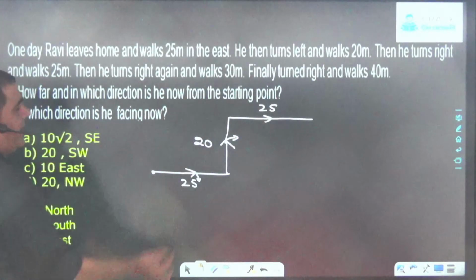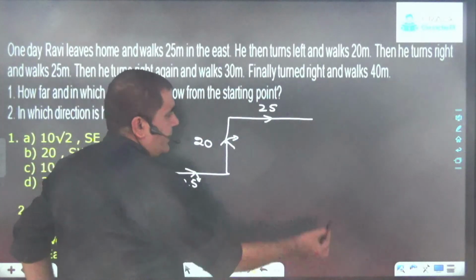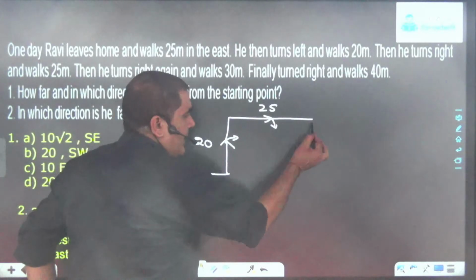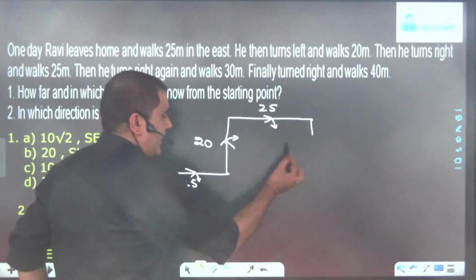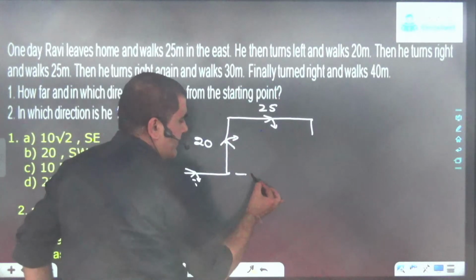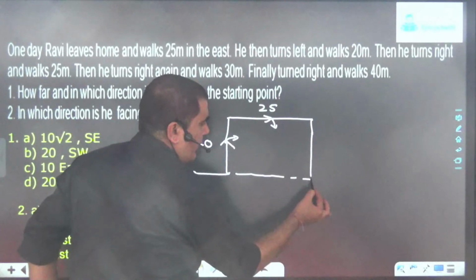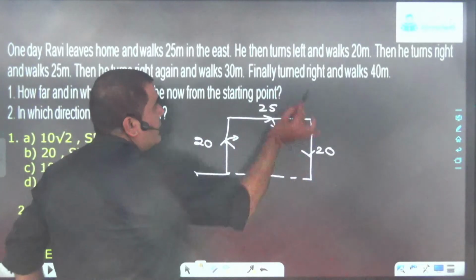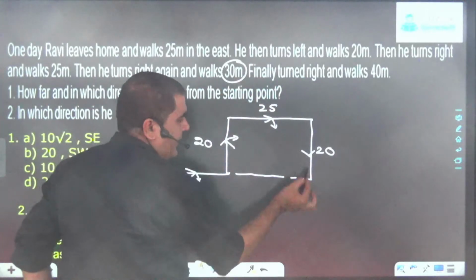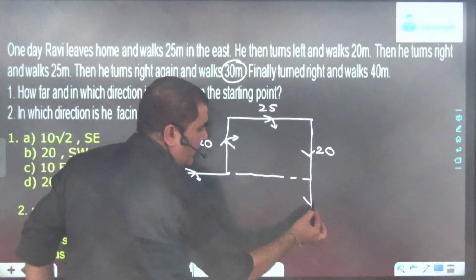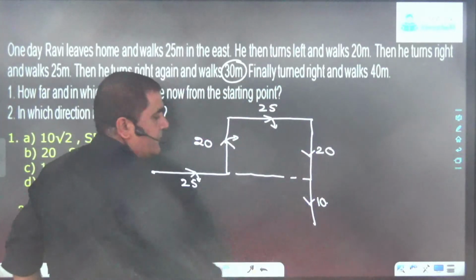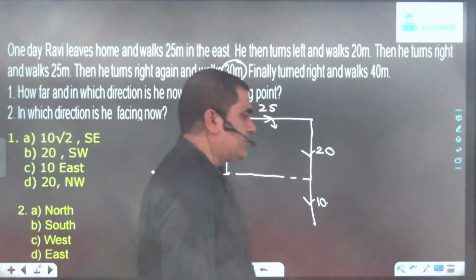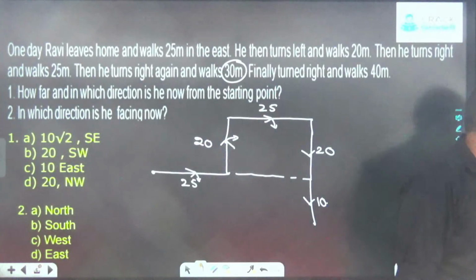Again he turns right and walks for 30 meters. Now just see. The moment he turns right like this, these two become parallel lines. So if this is 20, then up to here, this must be 20. You have to consider the length of the parallel lines also. Now the person is going 30 meters. 20 has come, so he will go 10 meters more. Like this you have to plot in the exam. You have to break this in two parts.